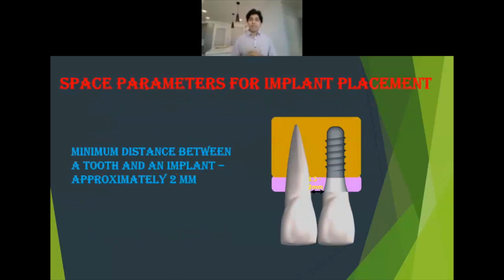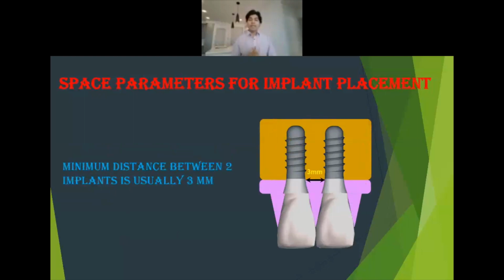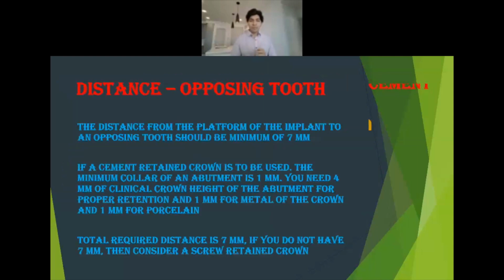My first guideline is space parameters for implant placement. As we know, when we are planning for the implant, the distance between the natural tooth and implant should be at least 1.5 to 2 millimeters, and the distance between two implants should be a minimum of 3 millimeters. The distance from the platform of the implant to an opposing tooth should be a minimum of 7 millimeters.